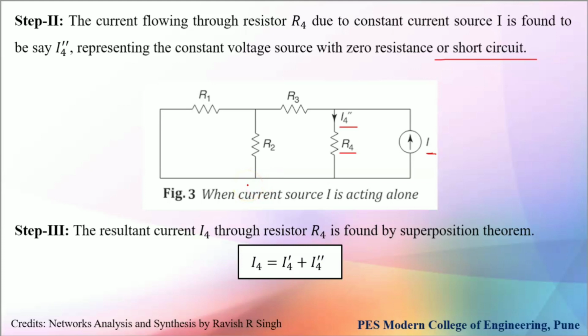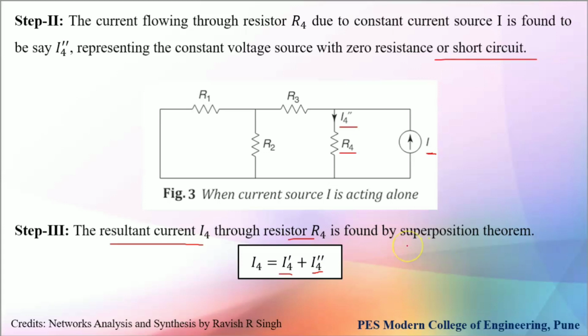In step number 3, we are finding the resultant current I4 through resistor R4 by superposition theorem, and we get the total or resultant current I4 equal to I4 dash plus I4 double dash. Here we have to remember, if the directions of I4 dash and I4 double dash are the same, then we add these currents, and if the directions are opposite, then we subtract them. So these are the steps.